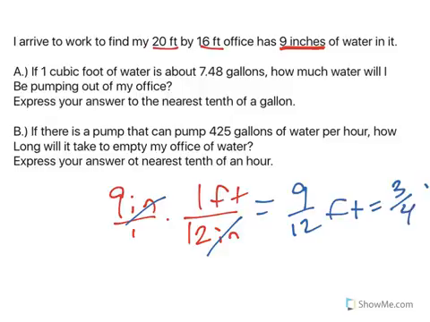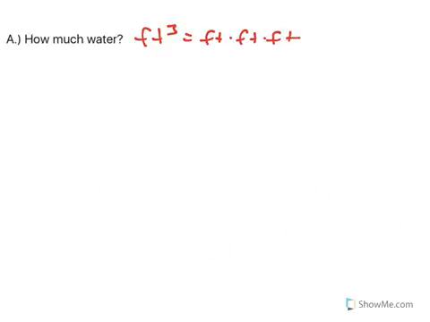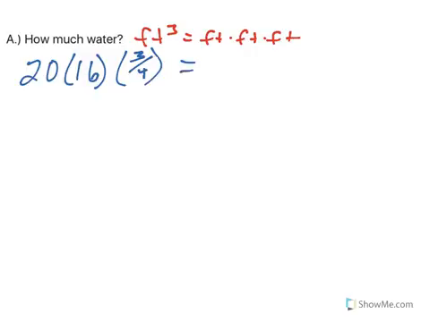That reduces to 3/4. And you really want to keep it as a fraction. This one terminates, 3/4 is 0.75. But if you have a fraction that does not terminate, you want to make sure to keep it as a fraction because we want to be as exact as possible. So to find the cubic footage of water, I'm going to take my 20 feet times 16 times 3/4, because we need everything to have a label of feet. So we have a total of 240 cubic feet of water in my office.